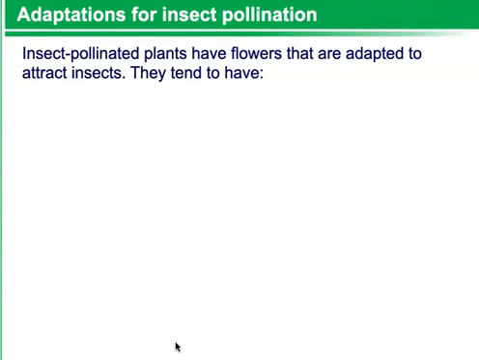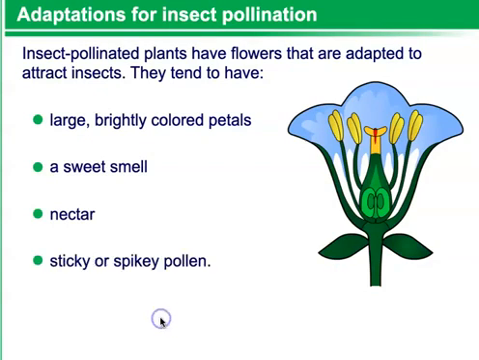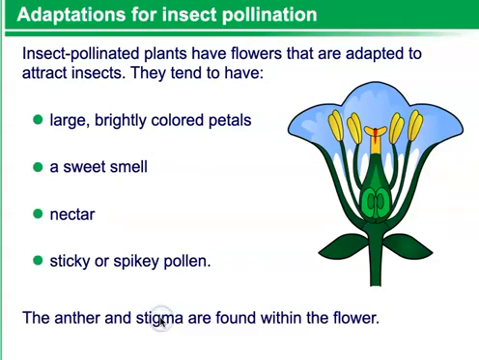Adaptations for insect pollination. Insect-pollinated plants have flowers that are adapted to attract insects. They tend to have large, brightly colored petals, a very sweet smell, nectar, and sticky or spiky pollen. The anther and stigma are found within the flower.